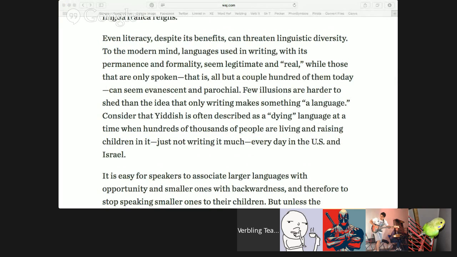Even literacy, despite its benefits, can threaten linguistic diversity. To the modern mind, languages used in writing, with its permanence and formality, seem legitimate and real, while those that are only spoken, that's all but a couple hundred of them today, can seem evanescent and parochial. Few illusions are harder to shed than the idea that only writing makes something a language. Consider that Yiddish is often described as a dying language at a time when hundreds of thousands of people are living and raising children in it, just not writing it much every day in the US and Israel.